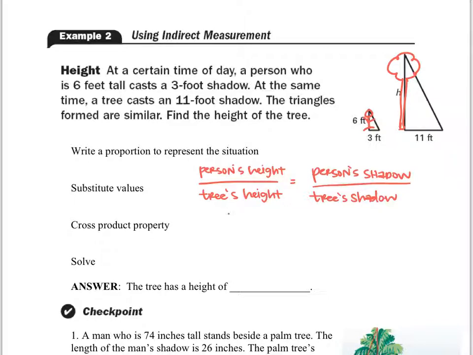So the person's height is 6 feet. The tree's height is what we don't know, that's h. The person's shadow is 3, and the tree's shadow is 11. And on this one, we could use cross products, or we could actually see that 3 times 2 is 6, so 11 times 2 means that h is 22. So the tree has a height of 22 feet. Don't forget that label feet, that's important.